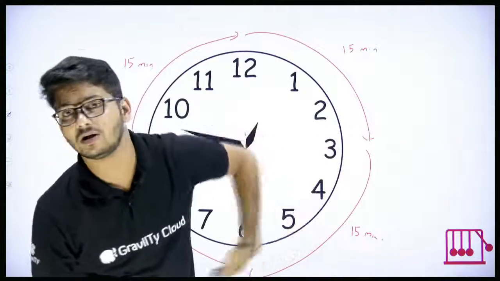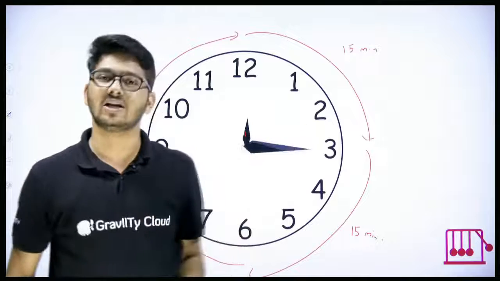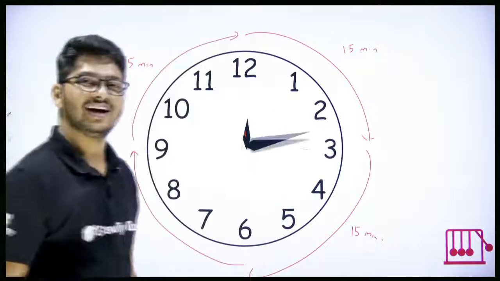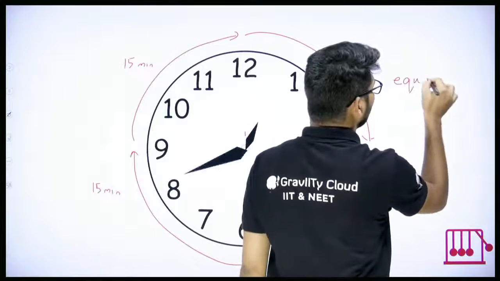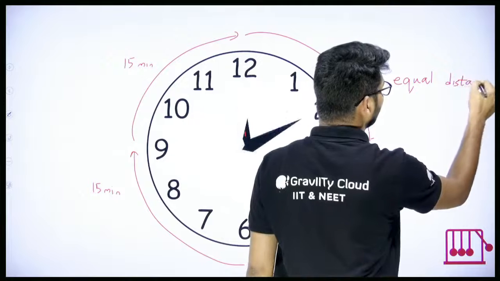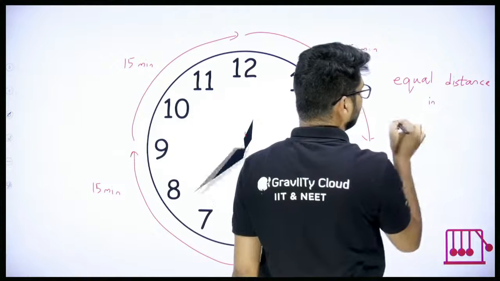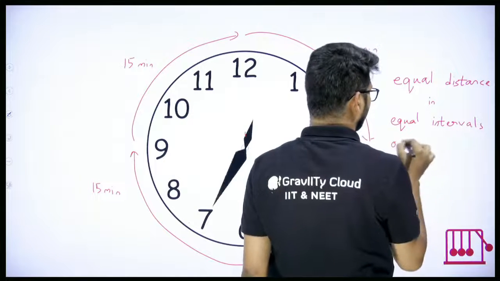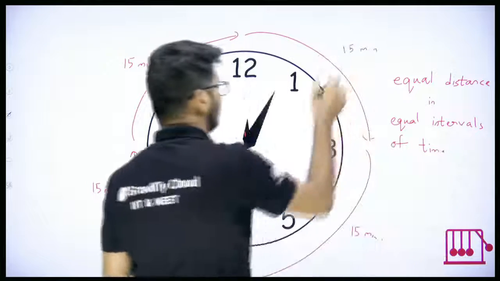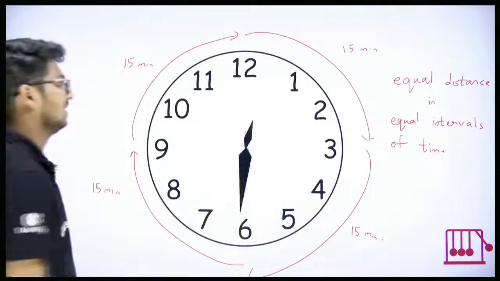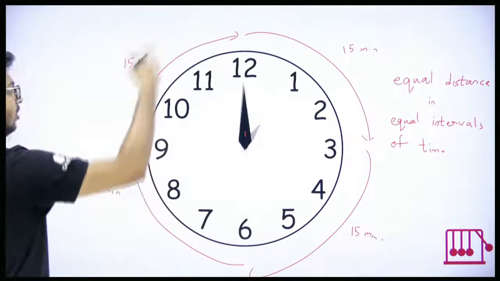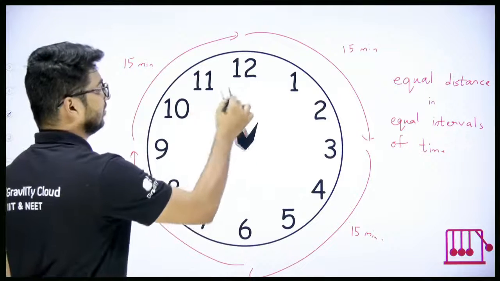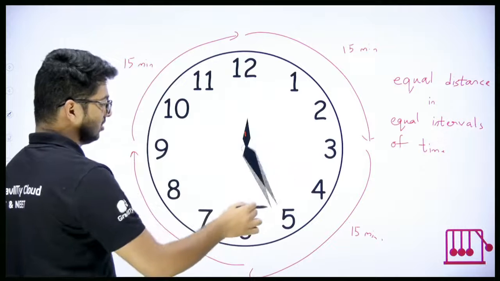And if you look at the distance traveled also, 12 to 3 is one quarter, 3 to 6 is one quarter. So first quarter, second quarter, equal distance. Then 6 to 9, again equal distance. 9 to 12, again equal distance. Equal distance in equal intervals of time. The time is 15 minutes, 15 minutes, 15 minutes, 15 minutes. The distance is also one quarter each time. That means speed is constant. The minute hand is moving at a constant speed.